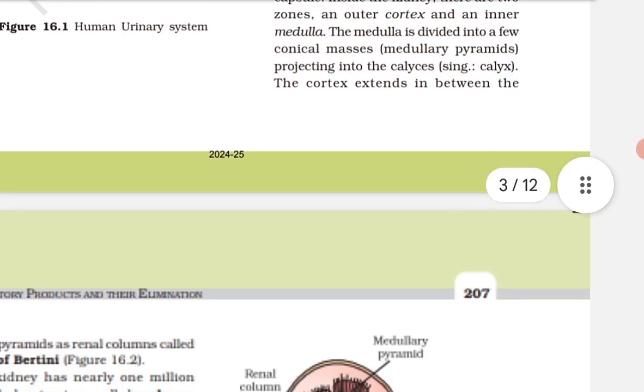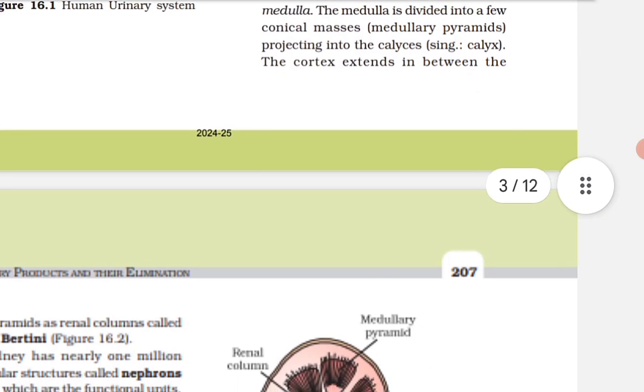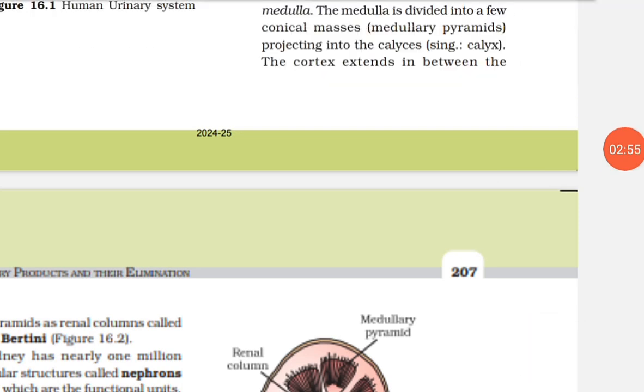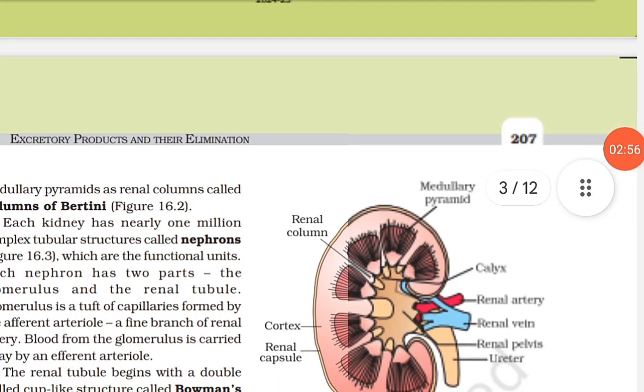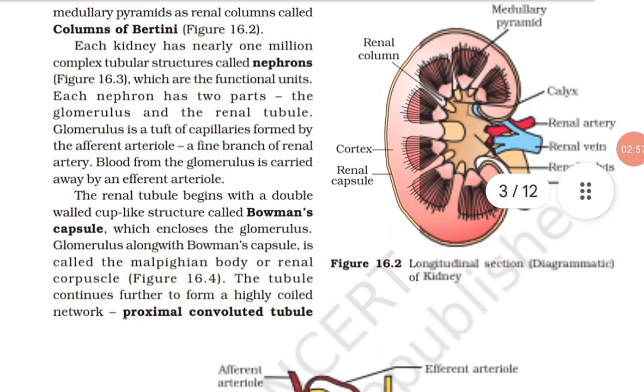Each kidney has nearly 1 million complex tubular structures called nephrons, which are the functional units. Each nephron has two parts, the glomerulus and the renal tubule. Which two parts does the nephron have? Glomerulus and the renal tubule.